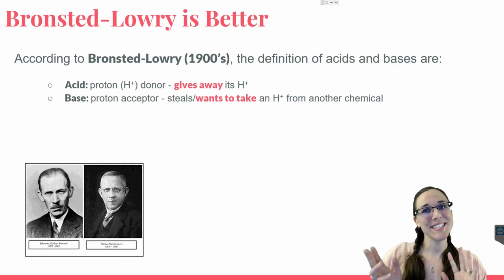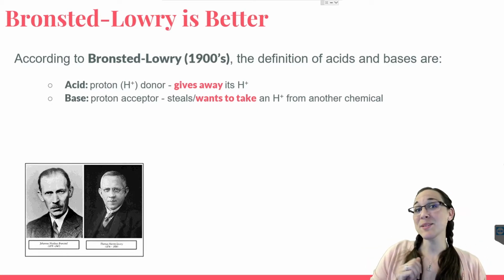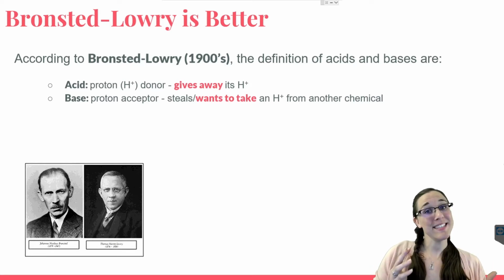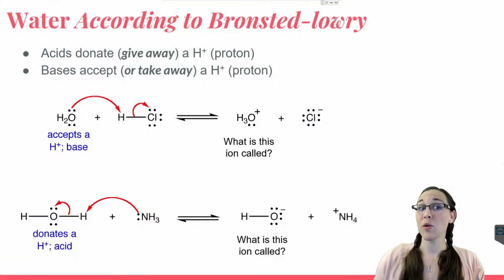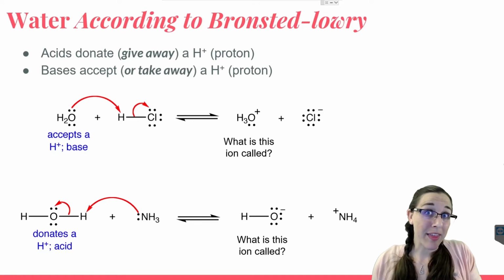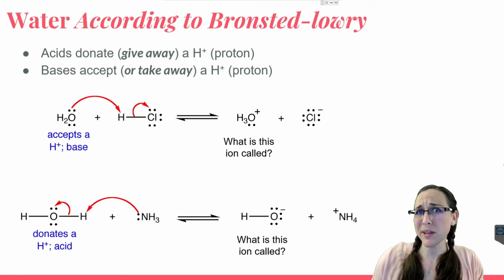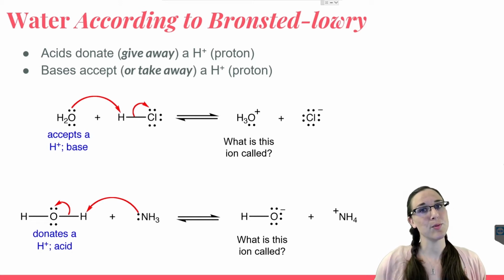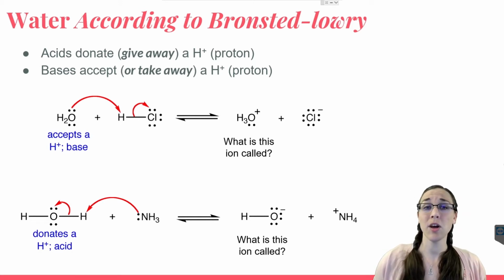In chemistry, the difference between an acid and a base is that a base accepts a proton which an acid donates. So jumping back to water then, according to Bronsted and Lowry, we know that acids donate, give away their proton, and bases are bullies because they take away a proton from something. Here are two examples where water will either act as a base or an acid.